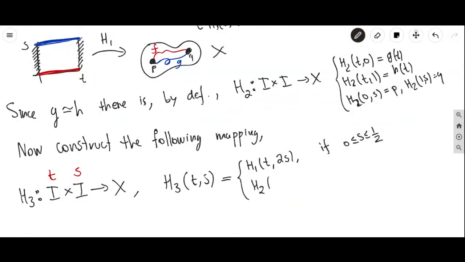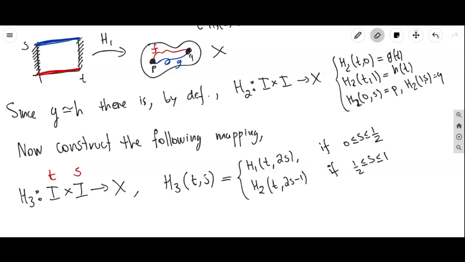So you write H2 of t, and this is if s goes from 1/2 to 1. Now, the problem is that in the original homotopy, it starts at 0 and goes to 1. So the correct way to write it is 2s minus 1. Because if s is 1/2, then this is 1 minus 1, so that's 0, and you're getting H2 of t,0, which is G of t. And if s is equal to 1, then you get 2s, which is 2, minus 1, that's 1, and you're getting H2 of t,1, which is H of t.